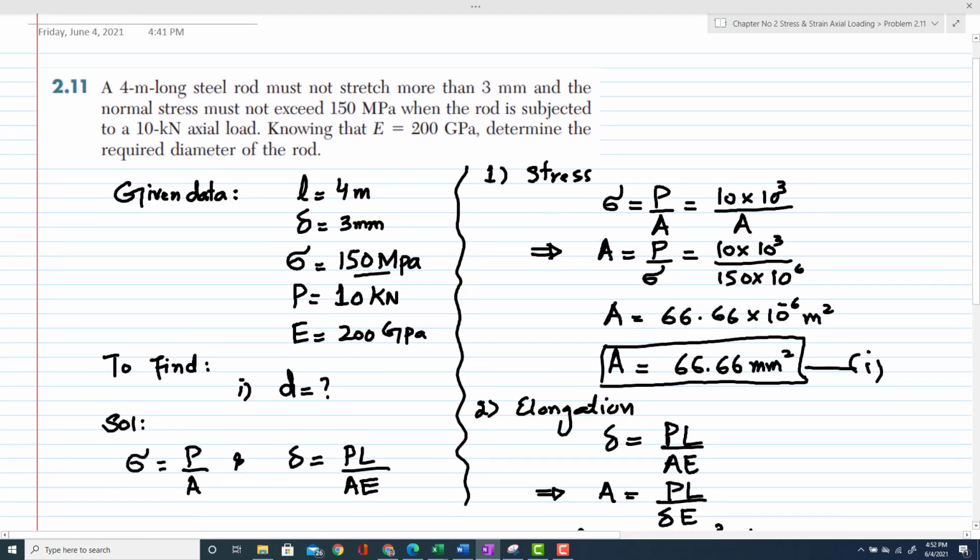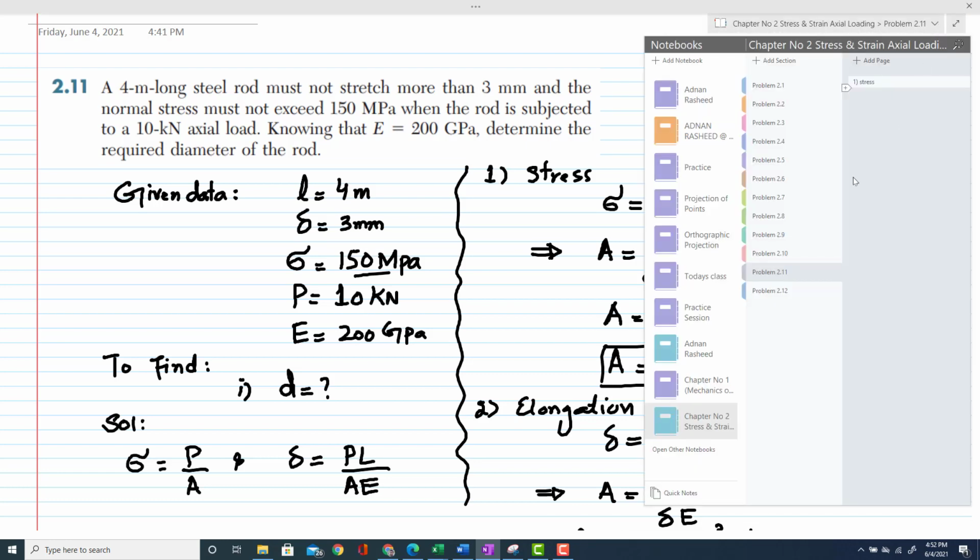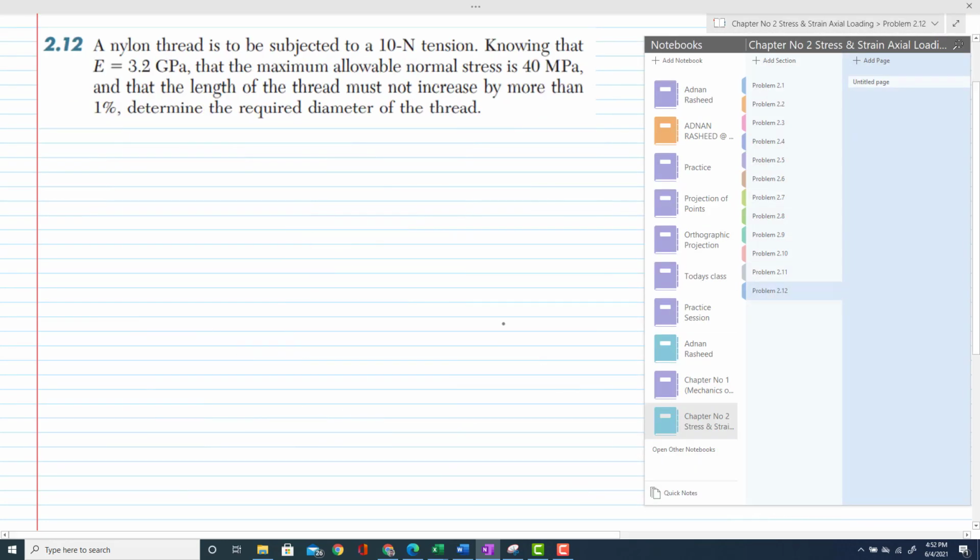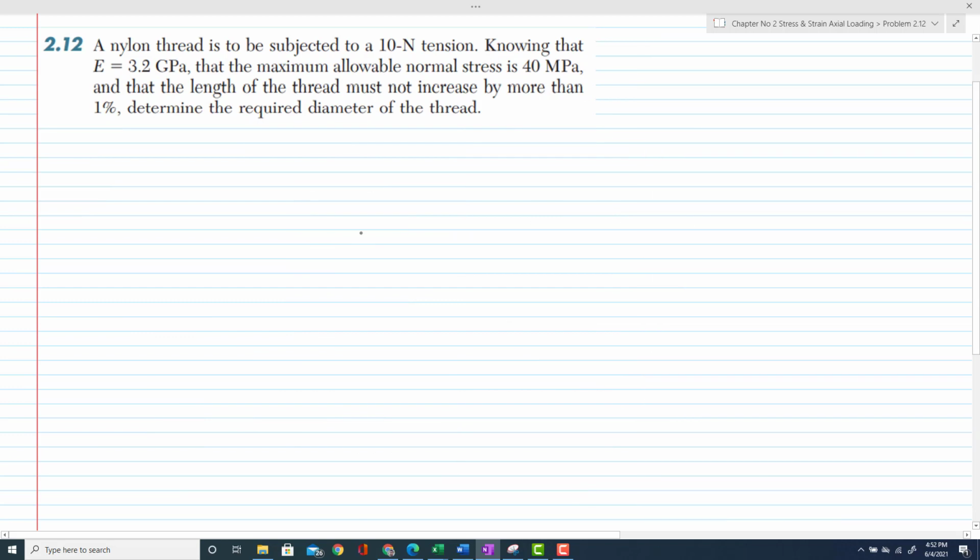That fulfills the need of the statement given. So if you have any question, you can ask. Now we will move toward problem 2.12. The statement of the problem is that I will write the given data as well to reduce the time.